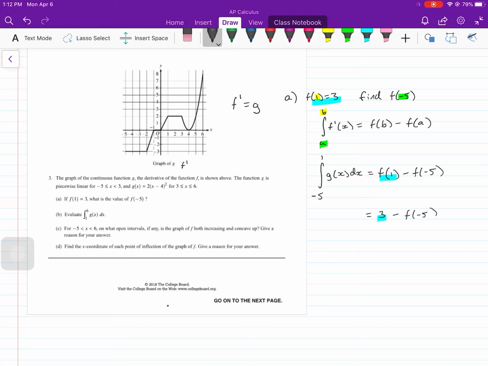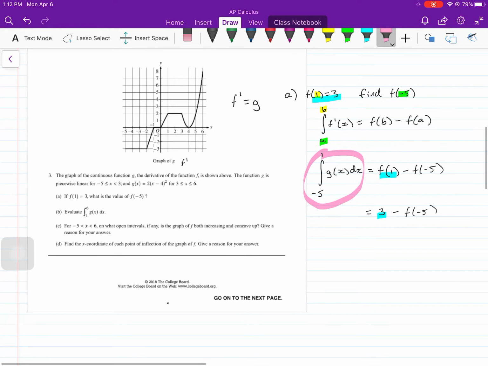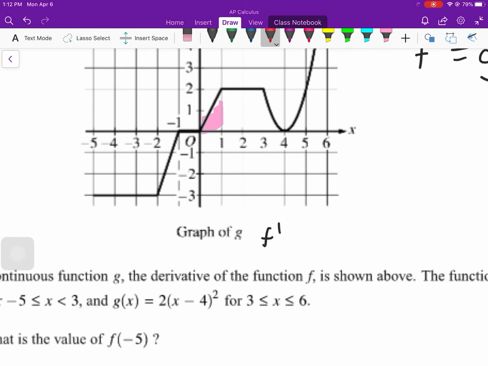And what are we going to do for this right here? Let me highlight it in a circle. That is just the area under the curve from -5 to 1. So we just need to figure out this area and that area. We're going to find that area underneath the curve, and that's going to be our integral, from -5 to 1. Let me zoom in. We have this section, and that's a 3 by 3 square, so that area is -9.